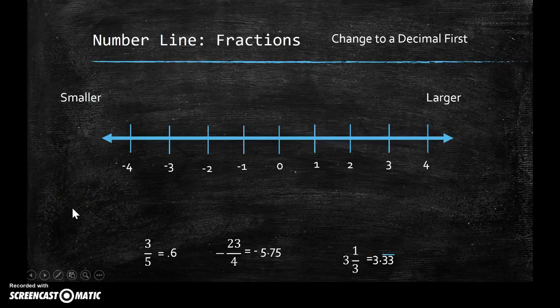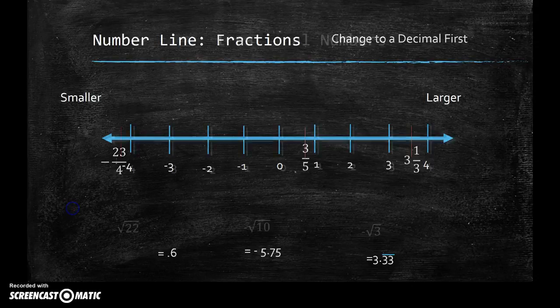So now that we have them in decimals, it's a lot easier to order. Notice we are ordering the fraction, not the decimal. 3/5 is between 0 and 1. Negative 23 over 4 is smaller than negative 4, and 3 1/3 is between 3 and 4.